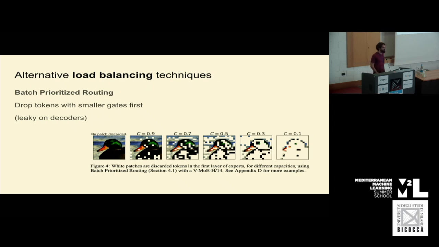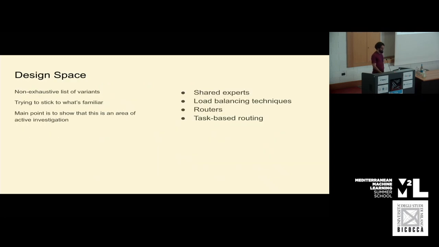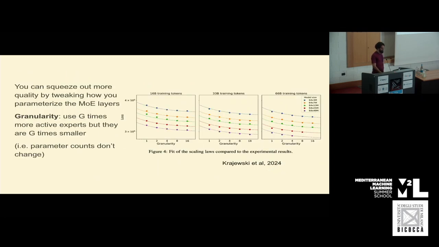Thanks a lot for the talk. I was wondering, you were talking about granularity. What are the techniques that people have used? I guess matrix factorization, reducing the weight. It's very simple. Normally I have the feed forward hidden dimension, and you just divide it by G.